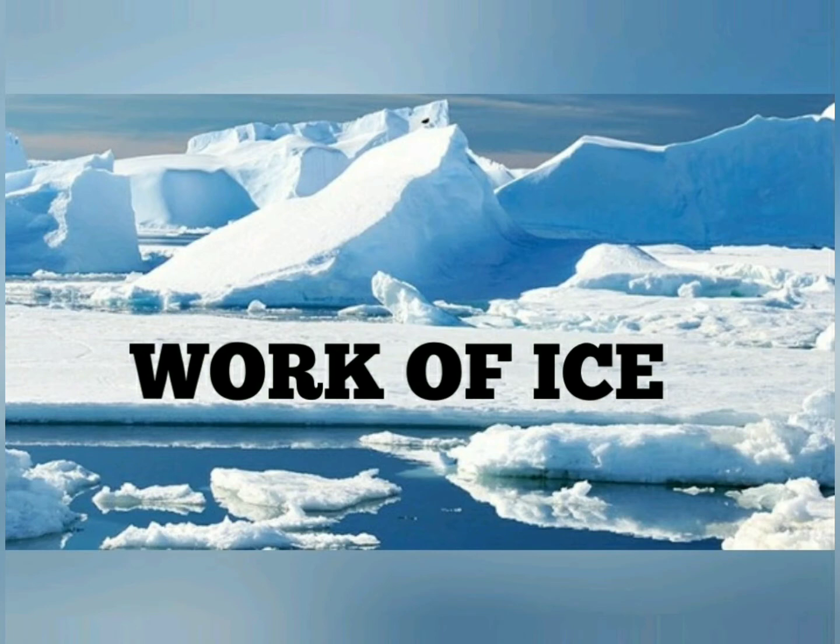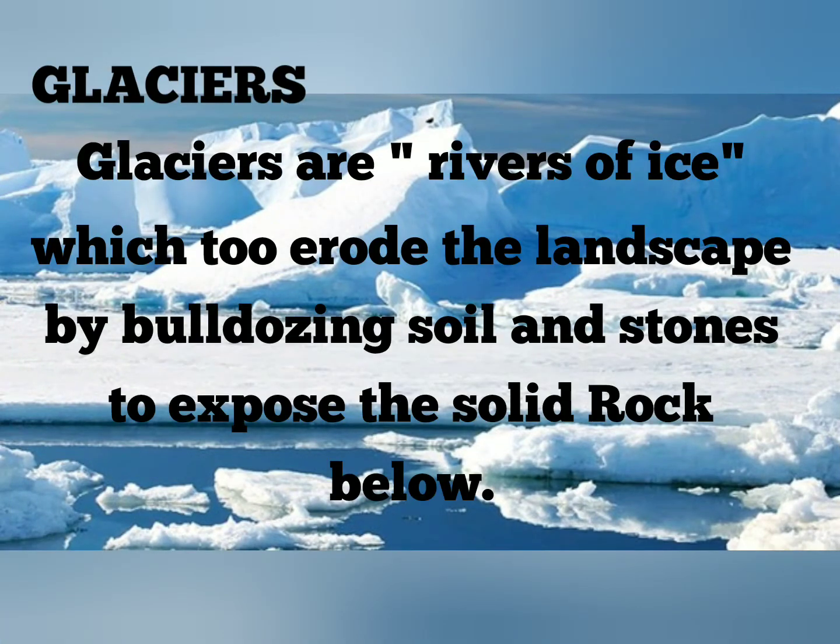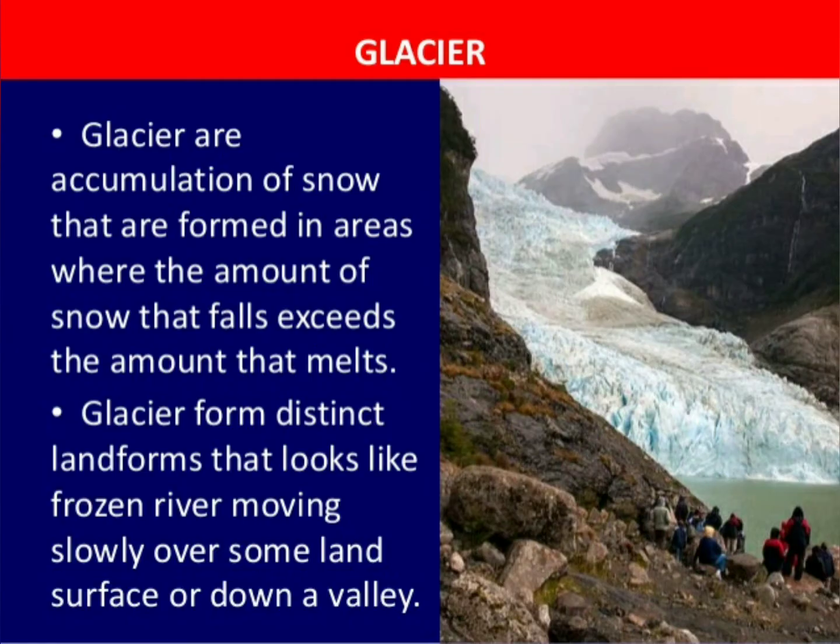Work of ice. Glaciers. Glaciers are rivers of ice which too erode the landscape by bulldozing soil and stones to expose the solid rock below. Glaciers are accumulations of snow that are formed in areas where the amount of snow that falls exceeds the amount that melts. Glaciers form distinct landforms that look like a frozen river moving slowly over some land surface or down a valley.